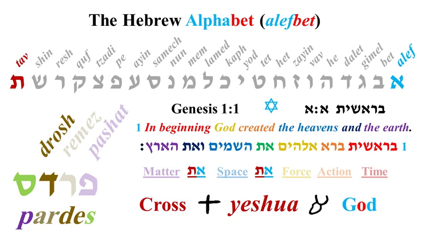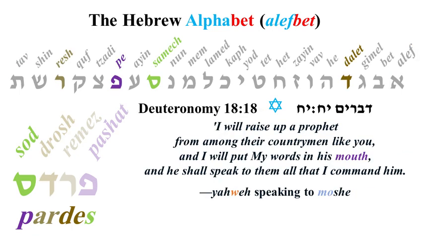Okay, and on the Sod level, let's look at Deuteronomy 18:18. This is where God tells Moses to instruct the people, I'm going to raise up a prophet from among their countrymen like you, Moses, and I will put my words in his mouth, and he shall speak to them all that I command him. God is telling Moses, I'm going to send you a Messiah. How will you know who he is? He's going to be a prophet. He's going to be Jewish. He's going to be from among their countrymen. And he's going to be like you, Moses.